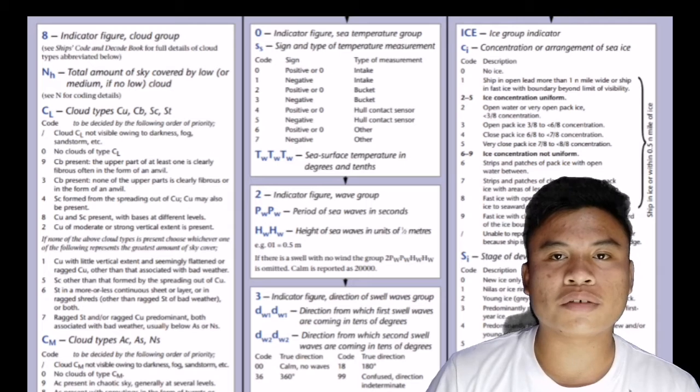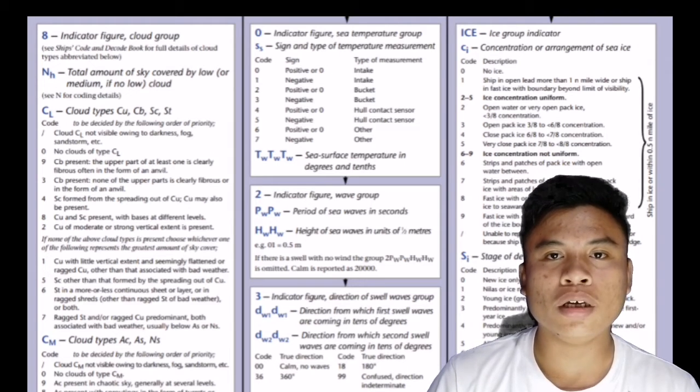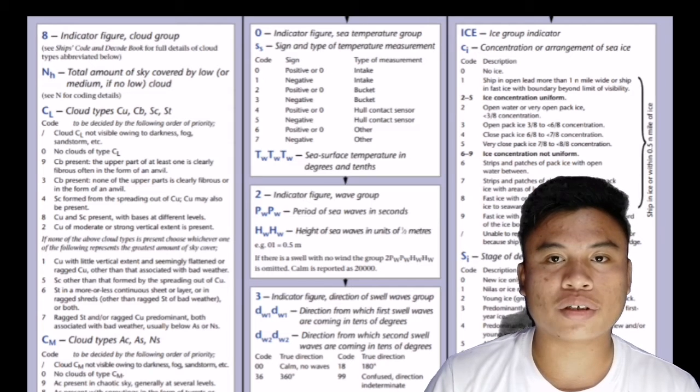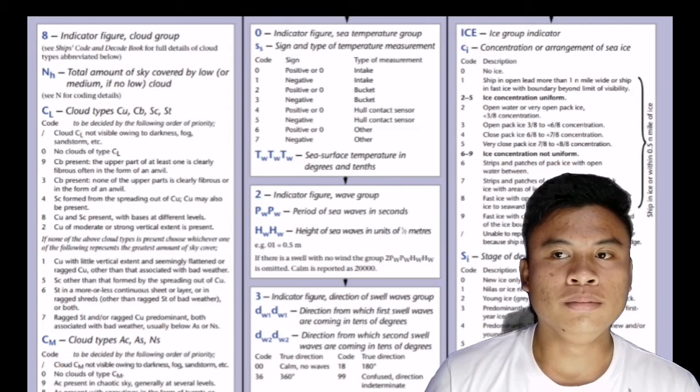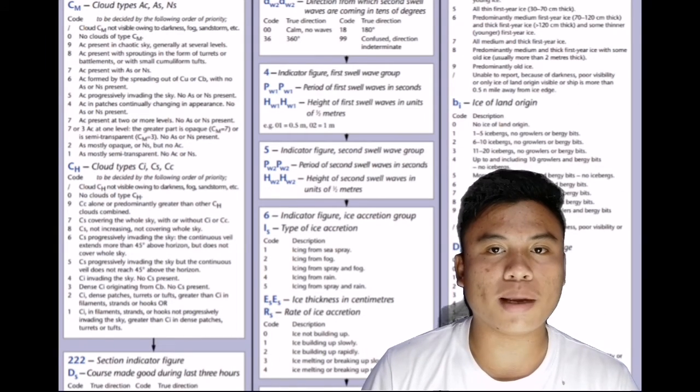NH is the total amount of sky covered by low or medium cloud if no low cloud. CL is a cloud type which is cumulus or cumulonimbus. Next is the CM, which is the cloud type altocumulus, altostratus, or nimbostratus. Next is the CH, which is the cloud type cirrus, cirrostratus, or cirrocumulus.